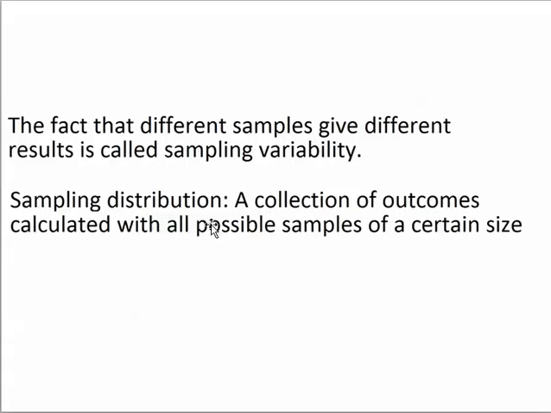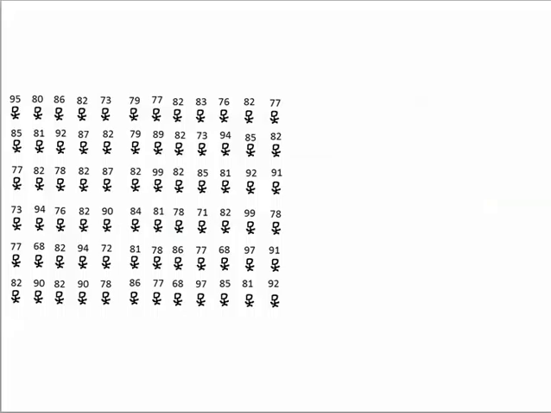The next term that we'll cover is called a sampling distribution, which is a collection of outcomes calculated with all possible samples of a certain size. And I'll give you some examples of creating sampling distributions. But first, I wanted to start with giving you one more demonstration just to help you get the general idea of what a sampling distribution is. So this simulation is just meant to teach you the idea of a sampling distribution, not how to actually create one.